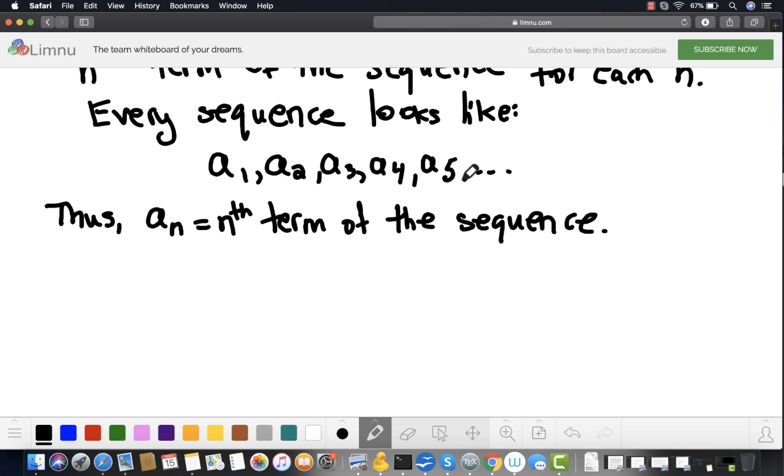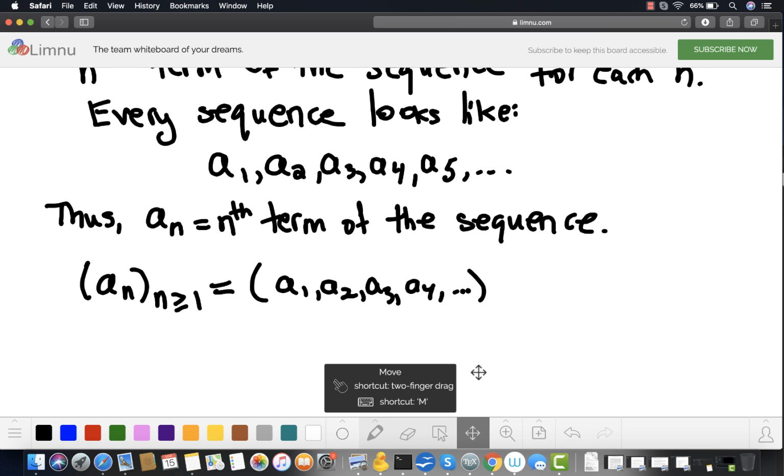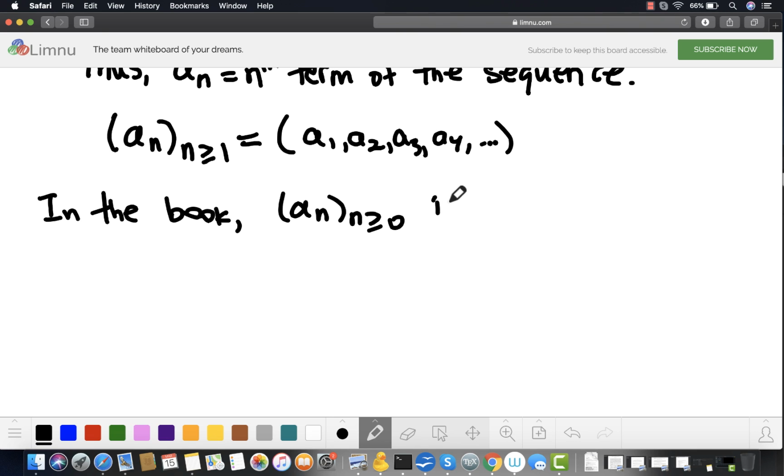In the book, sometimes they start at the index 0. For us, the notation a sub n, n bigger than or equal to 1, will be a shorthand for the sequence A1, A2, A3, A4, and so on. The book starts at 0, but it's just a convention. In some of the examples, we're also going to use the index n starting at 0. So the first term is a sub 0, but this is a minor difference.